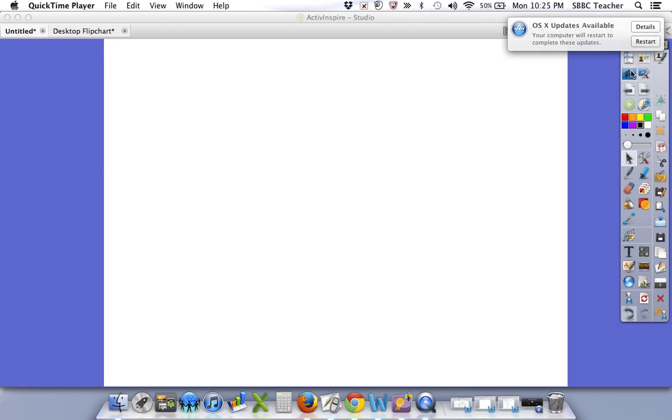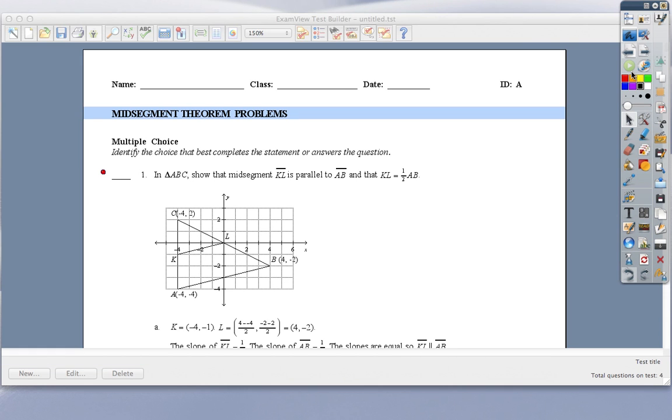We're going to be solving some mid-segment problems. So let's look at problem number 1, mid-segment theorem problems. It says, in triangle ABC, show that this mid-segment KL is parallel to AB and that KL is half of AB. So if you notice, these are the two main properties of the mid-segment theorem. Mid-segments are always parallel to the third side and mid-segments are always half of the third side.